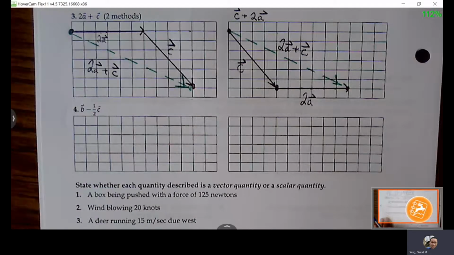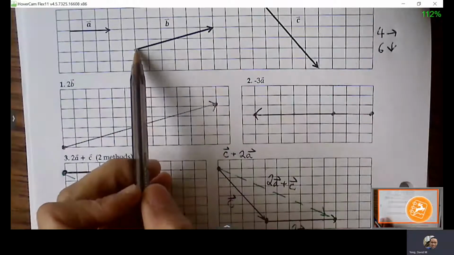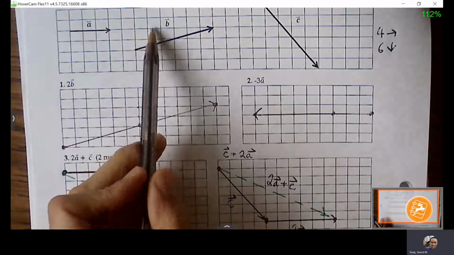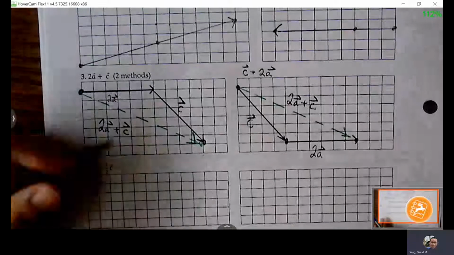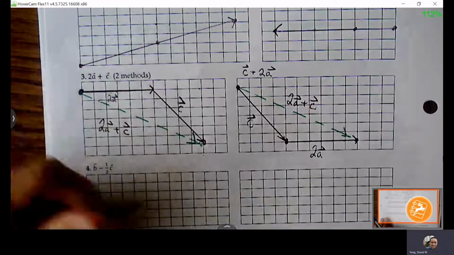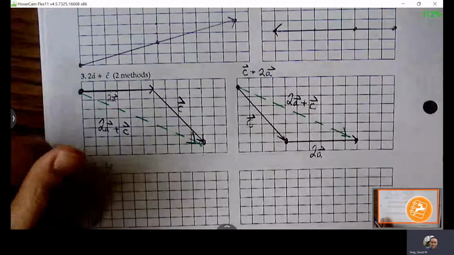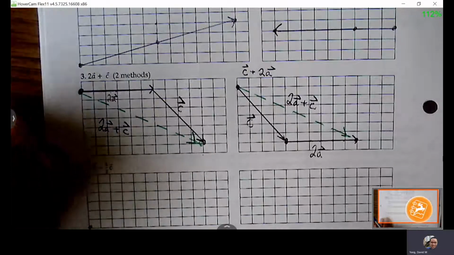Okay, this is vector B followed by -1/2 C. So let's do vector B first. Vector B, we're going to have to make it go up 2 and over 6. I'll start at the bottom corner here. Okay, up 2 over 6.